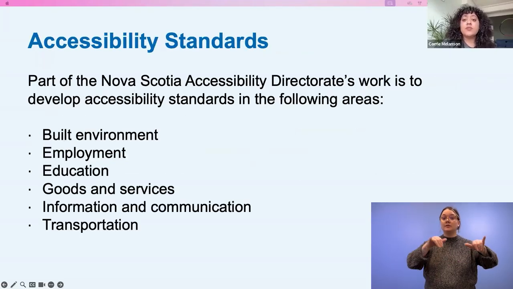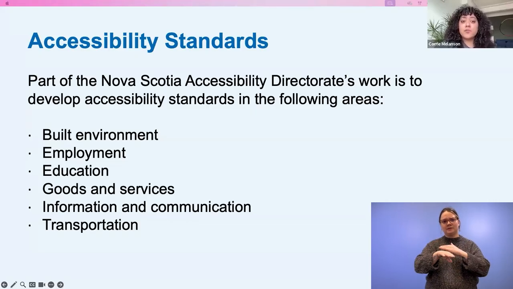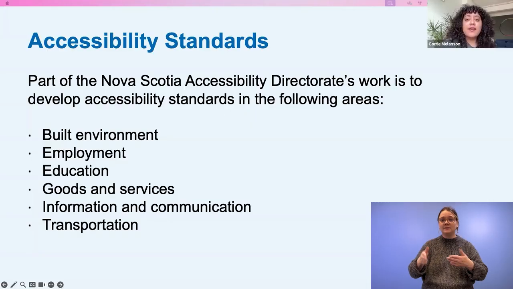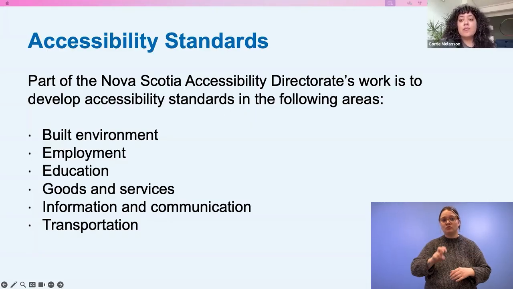So accessibility standards. Part of the Nova Scotia Accessibility Directorate's work is to develop accessibility standards in the following areas: built environment, employment, education, goods and services, information and communication, and transportation. Accessibility standards are rules that tell people, organizations, governments and businesses what they must do to make sure people with disabilities can access services and programs.